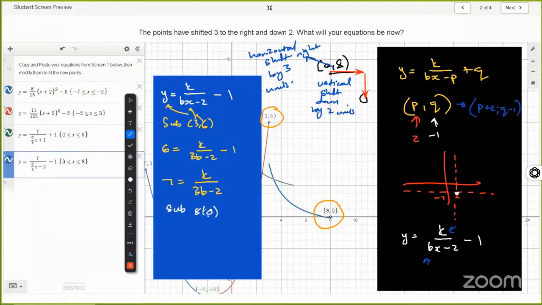I do the same thing again with the next one. I substitute (8, 0). And this is x and y. So then 0 equals k over 8b minus 2 minus 1. That becomes 1 equals k over 8b minus 2.